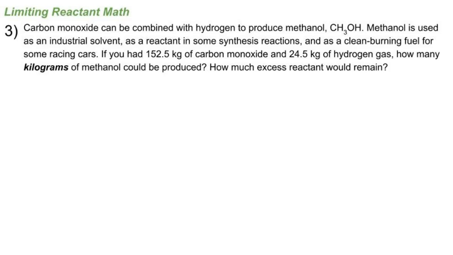Problem 3 says carbon monoxide can be combined with hydrogen to produce methanol, CH3OH. Methanol is used as an industrial solvent, as a reactant in some synthesis reactions, and as a clean-burning fuel for some racing cars. If you have 152.5 kilograms of carbon monoxide and 24.5 kilograms of hydrogen gas, how many kilograms of methanol could be produced and how much excess will remain?